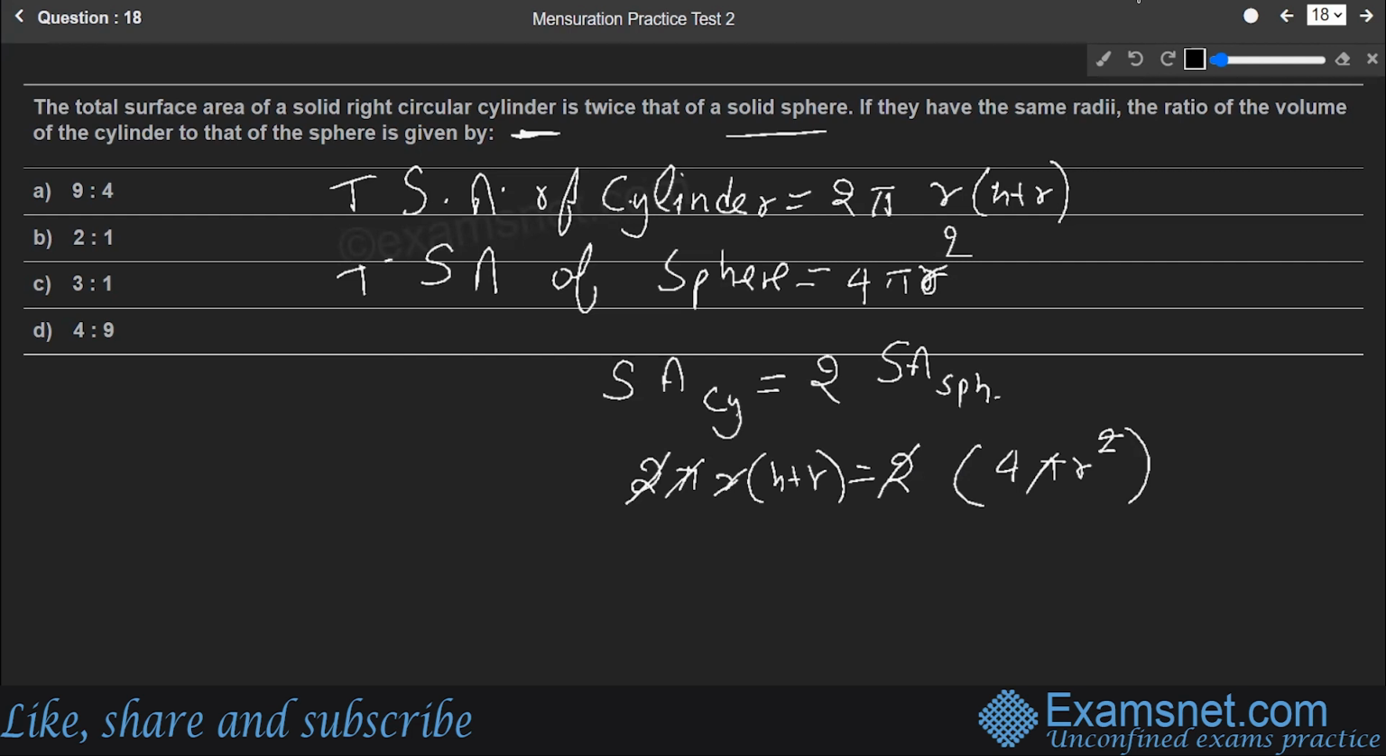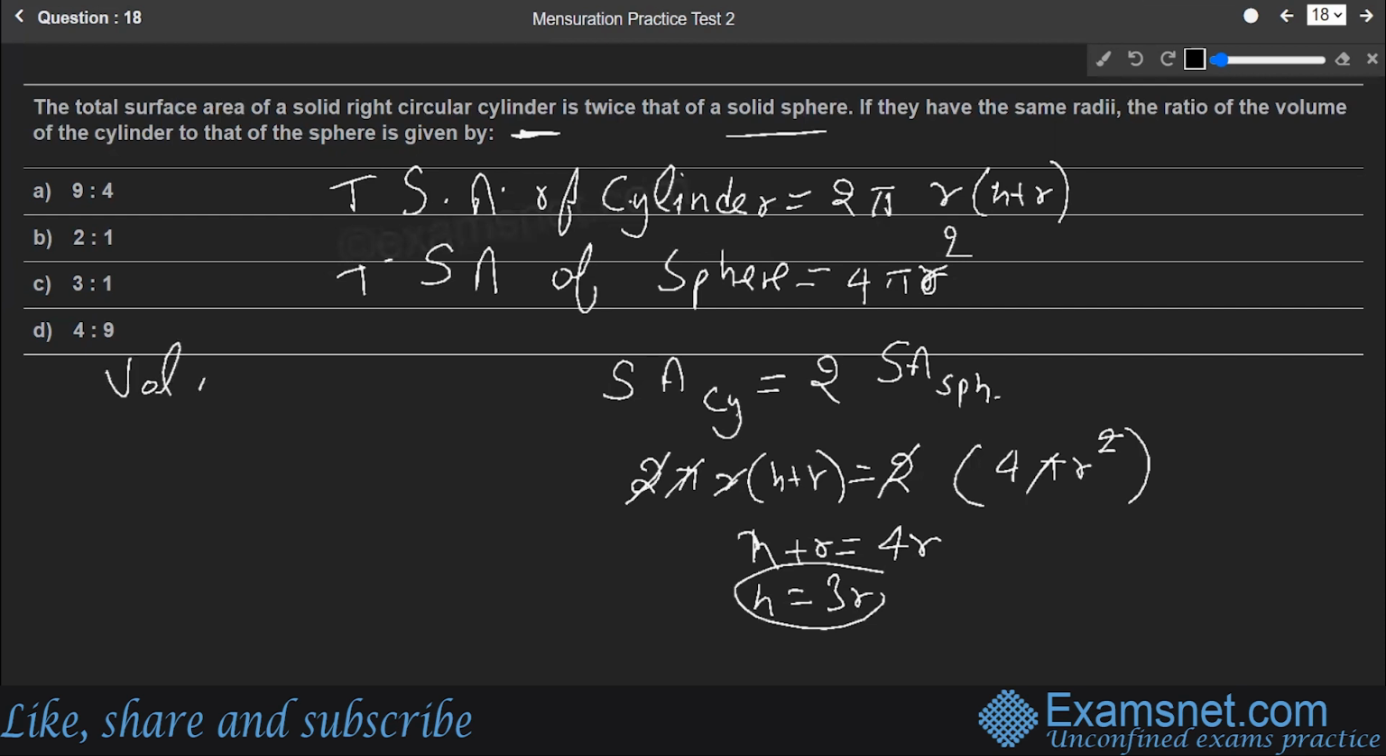So ultimately we are left with h plus r equal to 4r, which gives us h value as 3r. So this is the connection that we know between h and r, that is h equals 3r. Now we have to find out what? We have to find out the ratio of the volume of the cylinder to the sphere.